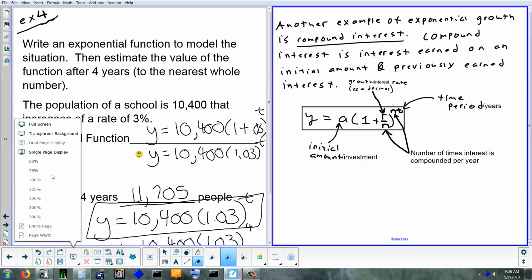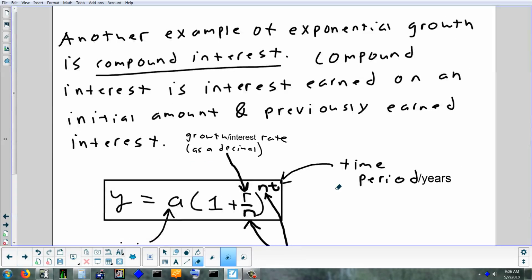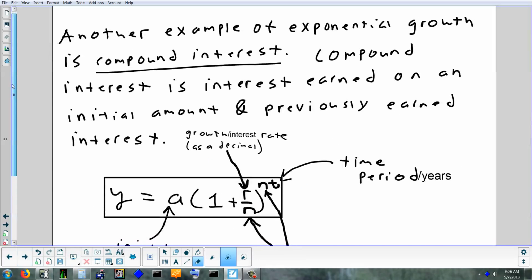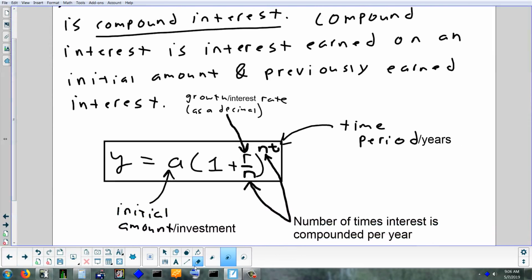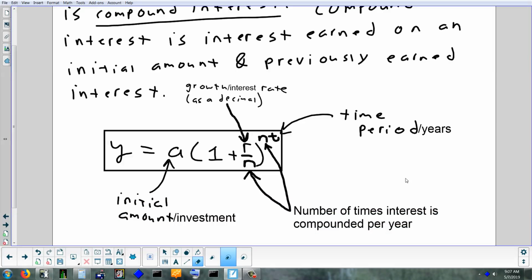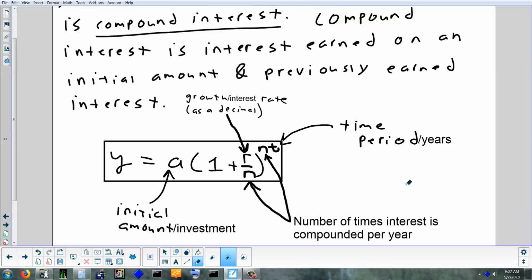All right. Now this one, right? This is the last thing we got. Another type of exponential growth is compound interest. All right? So if you set up, like, in your bank account, depending on how it compounds, like annually, that means once a year. Semi-annually, twice a year. Quarterly, 4 times a year. Bi-weekly, every other week. There are all different ways that interest can be compounded, right?